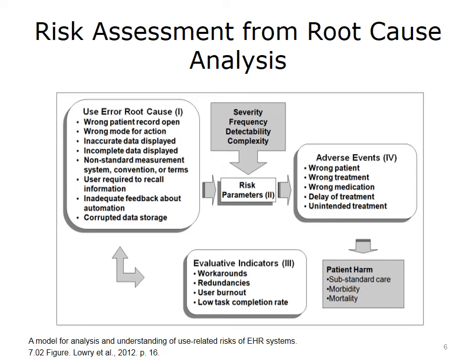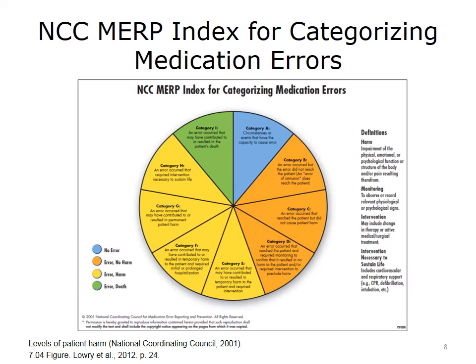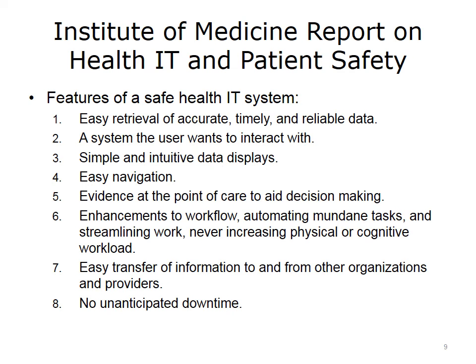This slide illustrates how the root cause identification taxonomy can be used as part of a risk assessment that combines severity and frequency to predict the probability and severity of an adverse event. This figure illustrates a categorization of the human interaction contribution to a medical error that leads to different types of failure. This slide illustrates the National Coordinating Council for Medication Error Reporting and Prevention, NCC-MERP, harm scale.